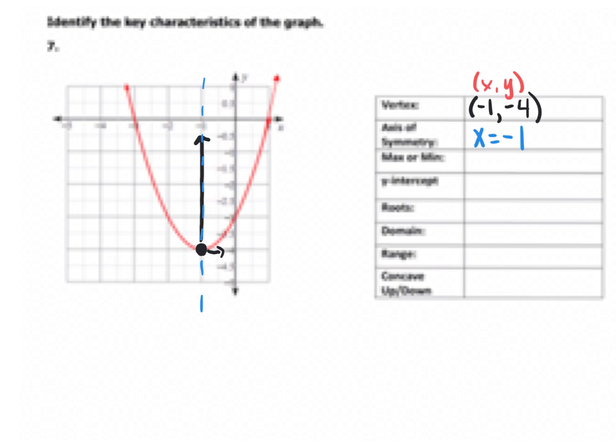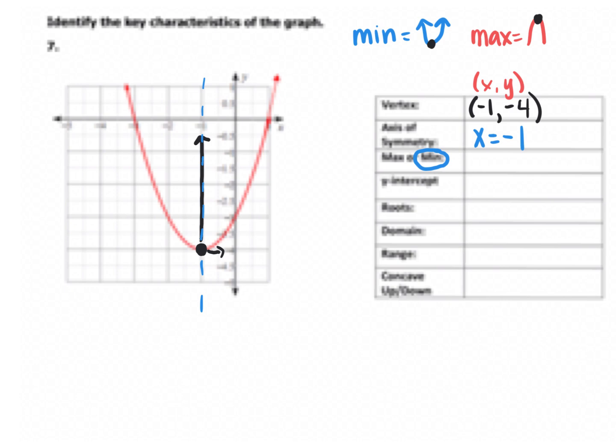In this quadratic, it asked if it's a max or a min. Well, this is a minimum. So a minimum is when our quadratic looks like it has a low point, right? And then we have a maximum, which has a high point. So this one is a minimum.